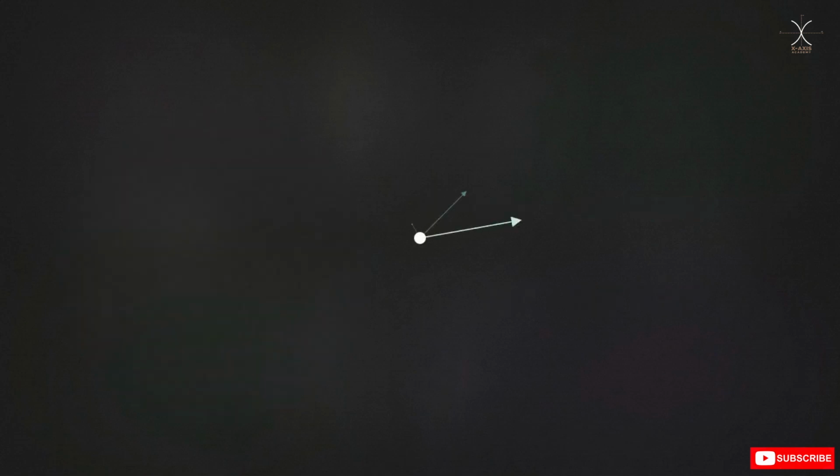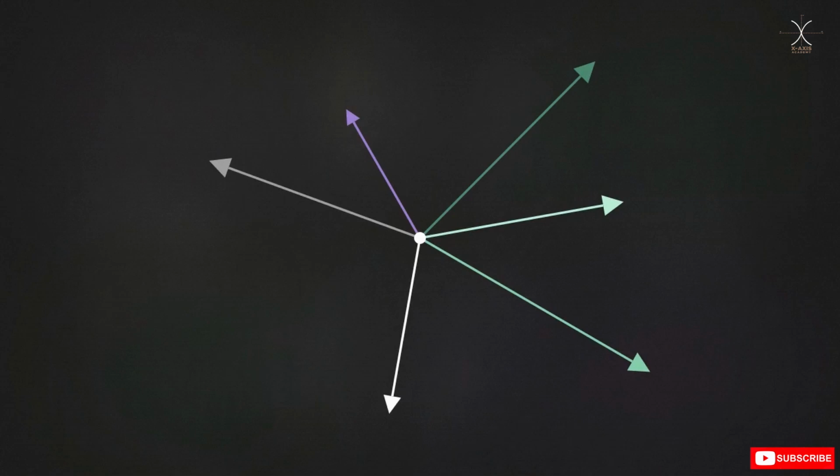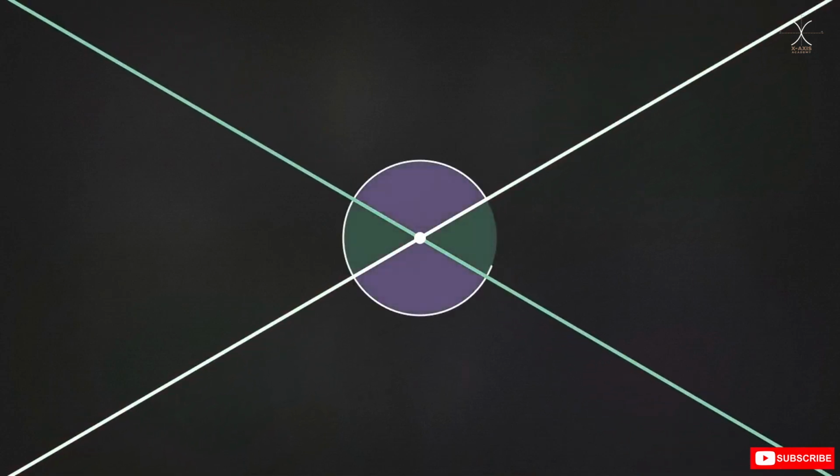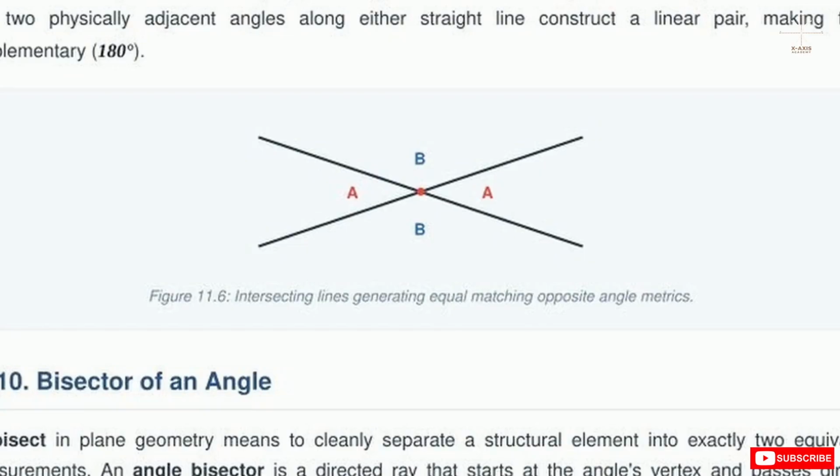Things get highly predictable when we move from random, independent rays to intersecting straight lines. Think of the blades of an open pair of scissors, or a simple crossroad. When 2 continuous lines cross, they form a perfect X shape. This intersection creates 4 distinct angles.